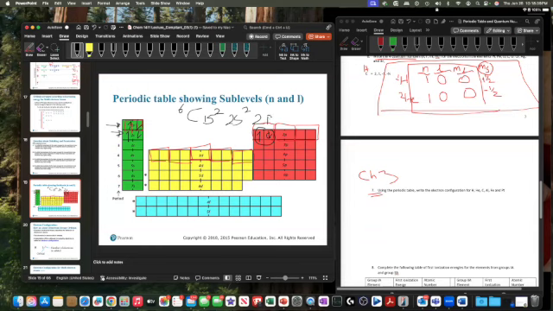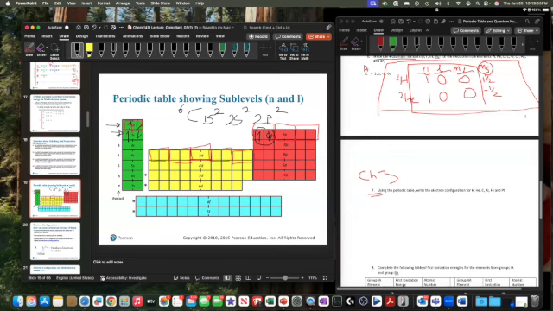So 2p2. Now, I haven't applied Hund's rule, because Hund's rule has not been stated here yet. That will be shown later on, where it kind of complicates things. So right now, I'm not applying Hund's rule, the degenerate orbitals. So 1s2, 2s2, 2p2, and that's it.